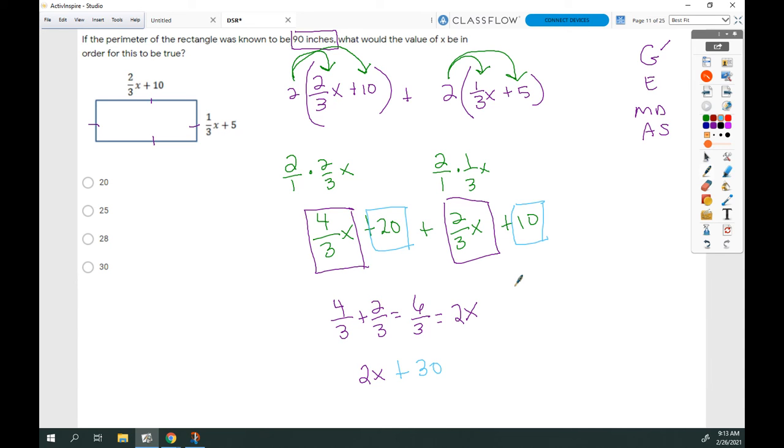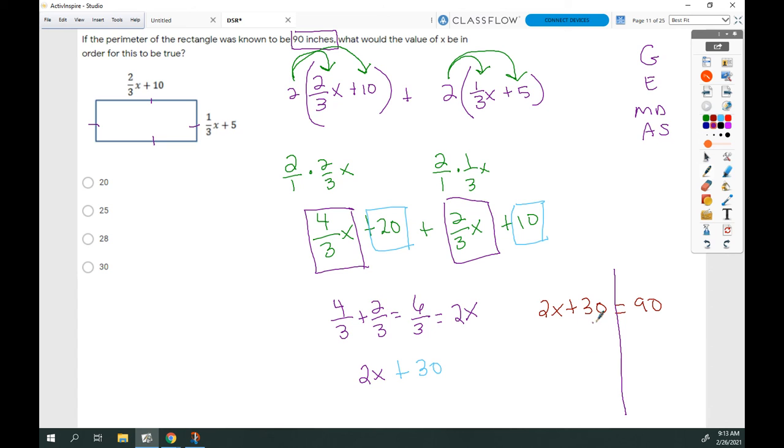Now we have a brand new equation, and I'm going to put my work off to the side here in a different color. So we have 2x plus 30 equals 90. We're going to follow our order of operations to solve this by drawing a line down the equal sign and undoing everything in reverse order. So now we're going to take care of the addition and subtraction as the inverse operation.